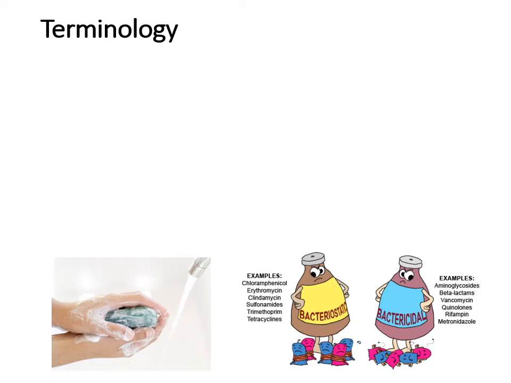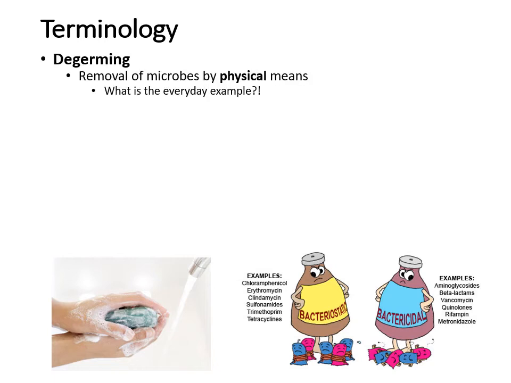Now some more terminology we have here. We have first up degerming, okay? Notice degerming is removal of microbes by physical means. You are not killing them. You're just physically wiping them off or washing them off. So the picture on here, degerming, would be washing your hands, for instance, okay? Because you're using water and you're using the movement of your hands to brush off microbes.